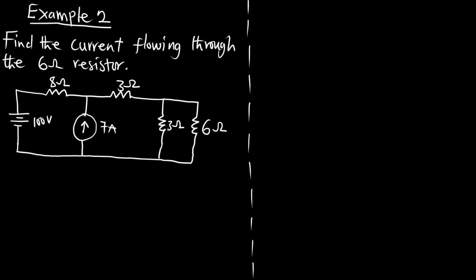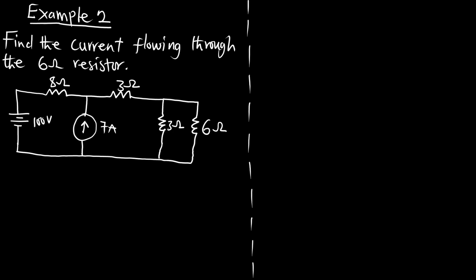Example 2. It says find the current flowing through the 6 ohm resistor. So you can also see a circuit with resistors, current source, and voltage source, and we have to find the current in the 6 ohm resistor. You can pause the video and try your hands on it.